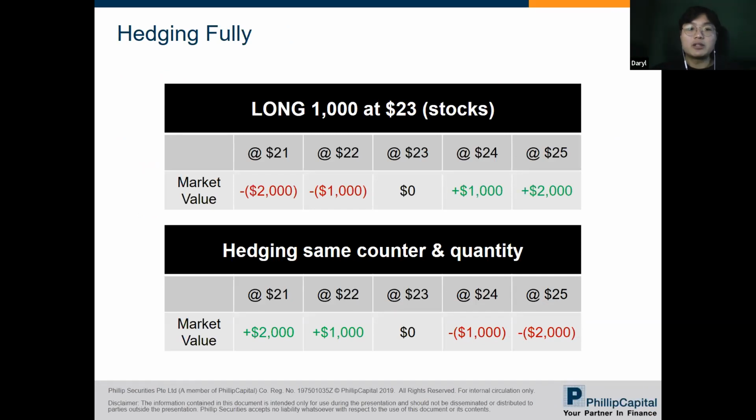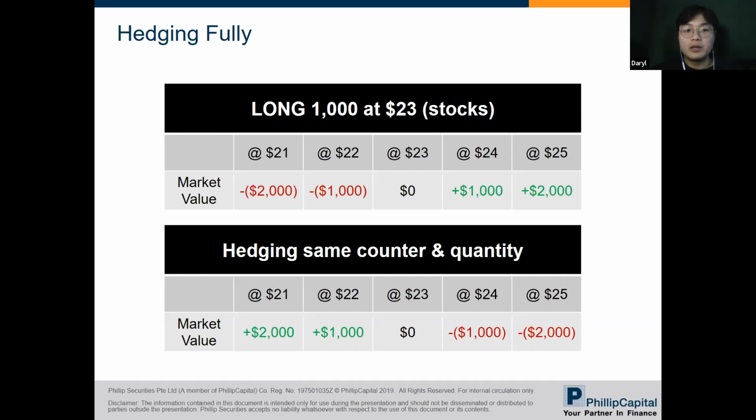This example is based on a full hedge. Assuming you are long 100 stocks at $23 in your stock account, and we know that something bad is going to happen, so we decide to hedge fully. For example, an earnings report is coming and we expect this counter to do badly, but for some reason we do not wish to liquidate our position in the stock account. So what we can do is establish a fully hedged position, taking the opposite position for the same counter and the same quantities.